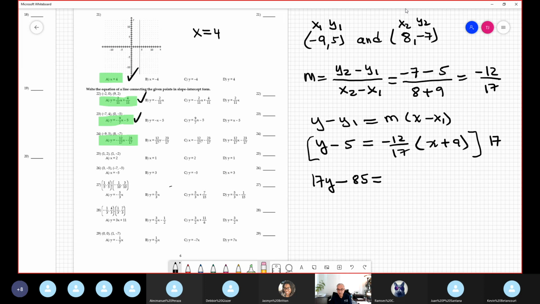And when you multiply 17 times the fraction, it's obvious, 17 is cancelled. That was the intention, no? So we have now minus 12 parentheses x plus 9. Now you apply the distributive property. 17y minus 85 is equal to minus 12x minus, I put in my calculator again, 12 times 9, 108.